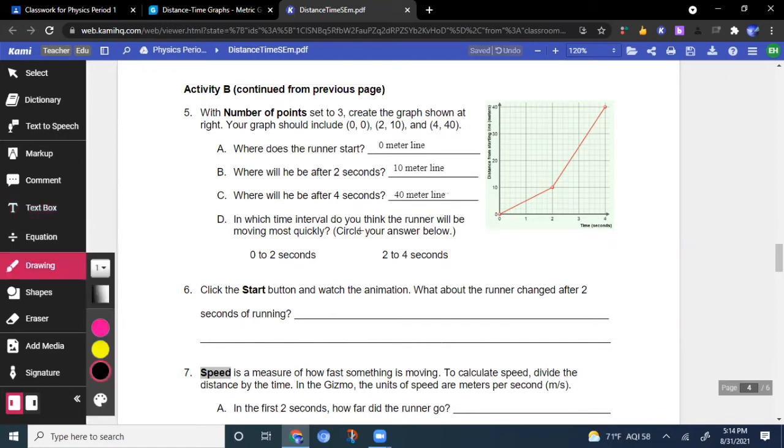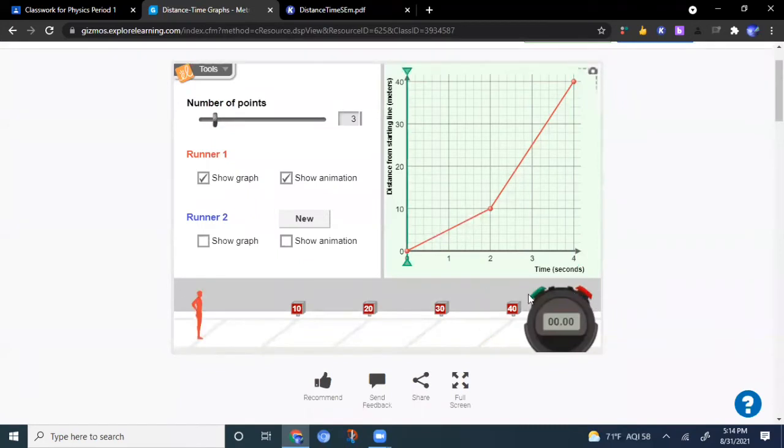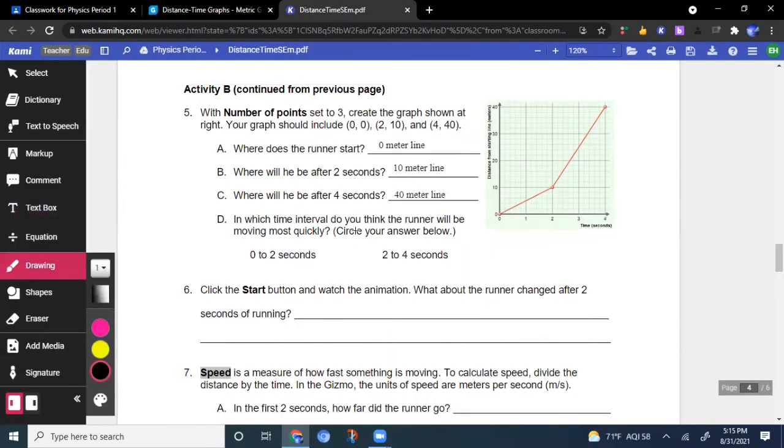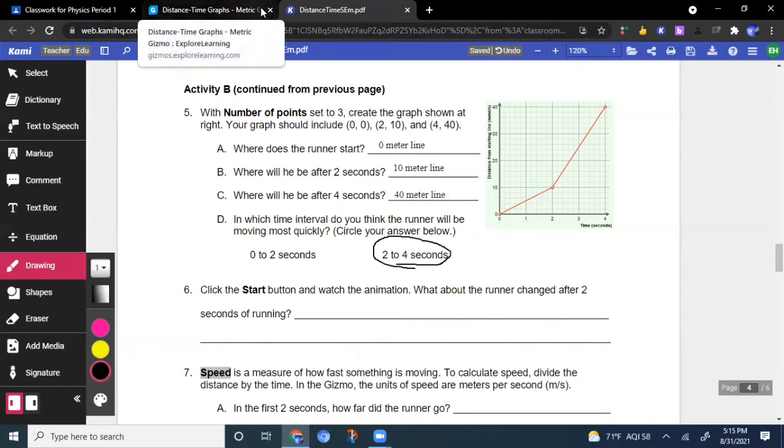The interval in which the runner is going to be running most quickly should correspond to the interval with the steepest slope. You saw that from 10 to 40 meters, the runner ran a lot faster. Consequently, there's a much steeper slope here. So from 2 to 4 seconds, the runner will be going more quickly. Again, steeper slope, faster speed.